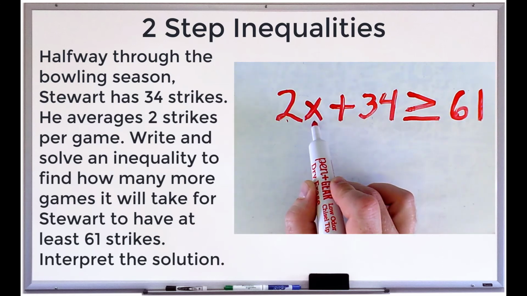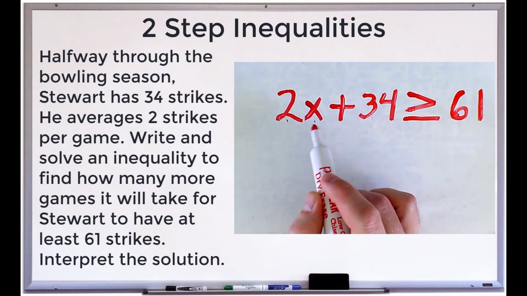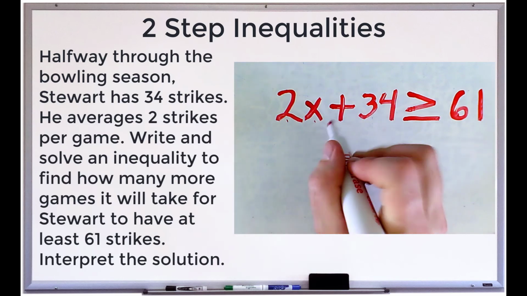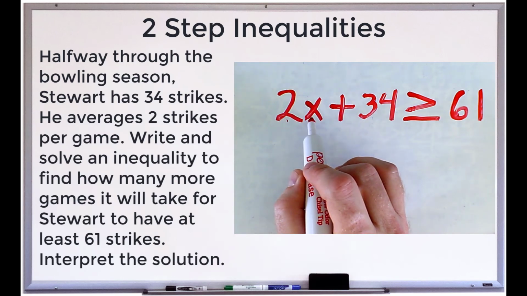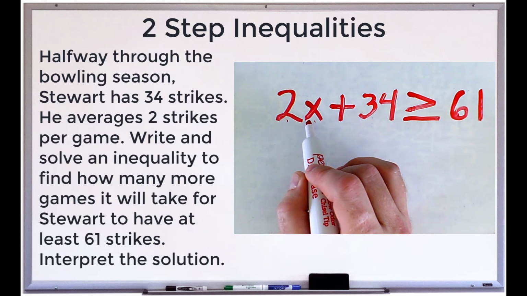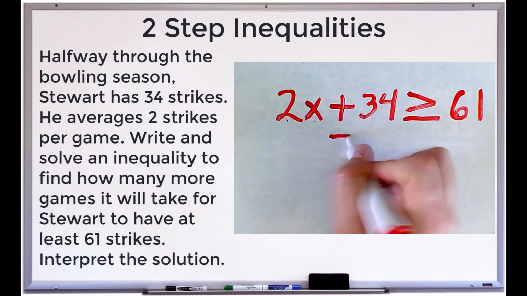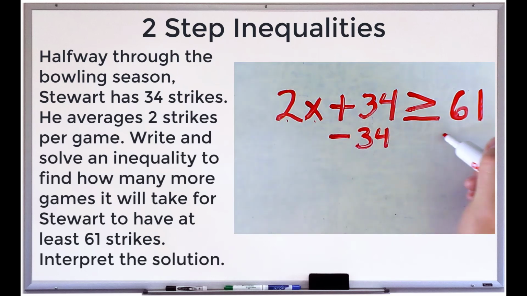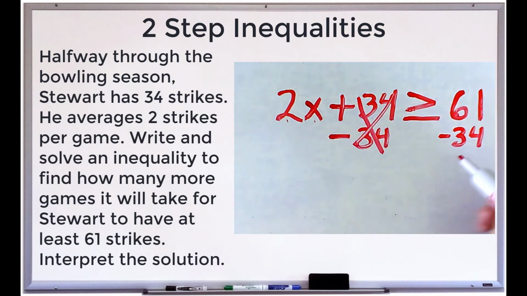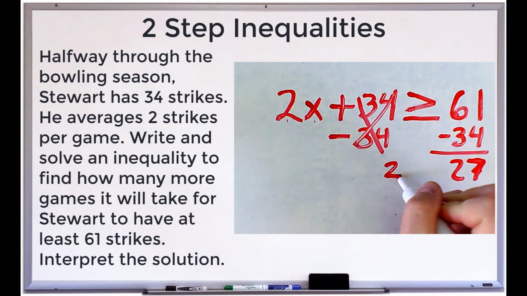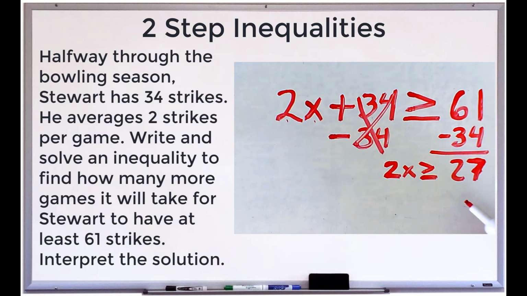Now to find out how many games he's got, we've got to go ahead and solve. We're going to first get x by itself by undoing any add subtract. So I'll subtract 34 and subtract 34. Here it's going to cancel out. And on this side, it's going to get me 27. I now have 2x is greater than or equal to 27.